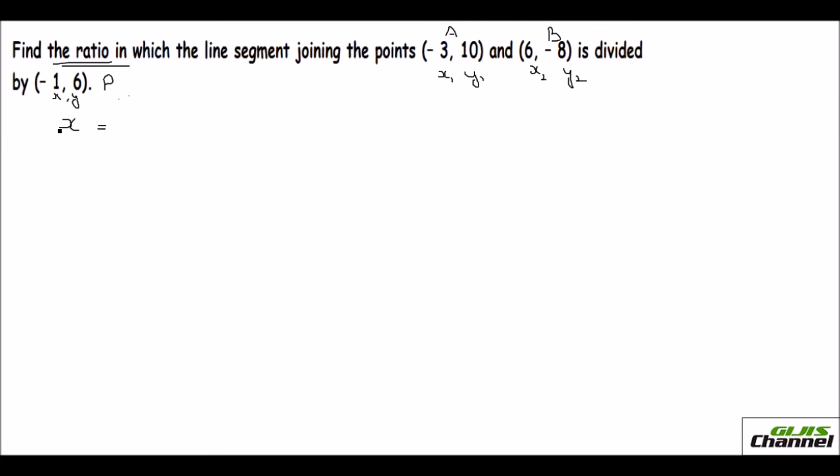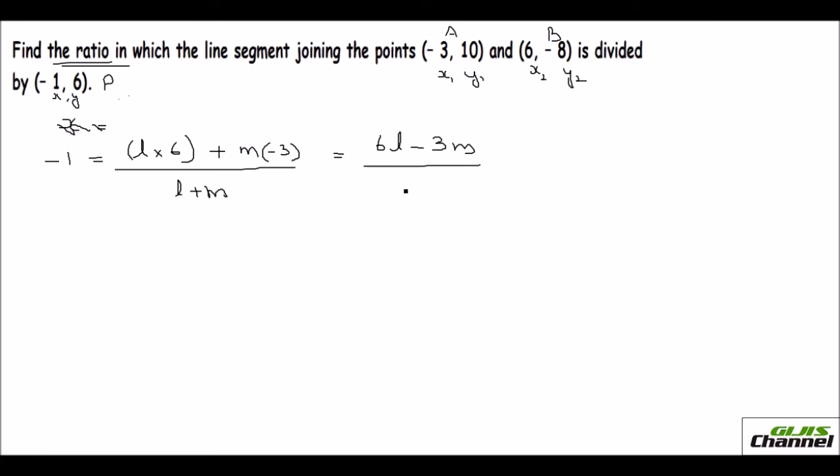Okay, let me substitute that. So your x equals the first point x, right? X is minus 1 equals L times x2. x2 is 6, plus M times x1, M we don't know. x1 is negative 3, over L plus M. So that would be 6L minus 3M divided by L plus M, right?